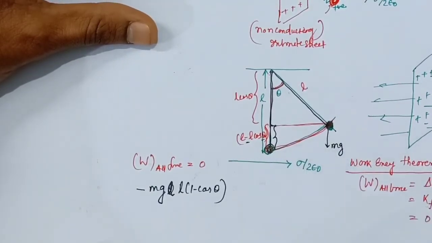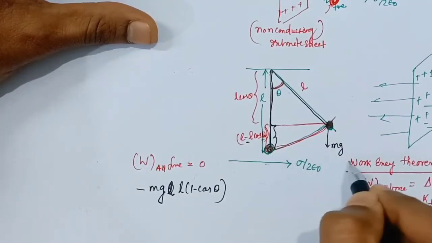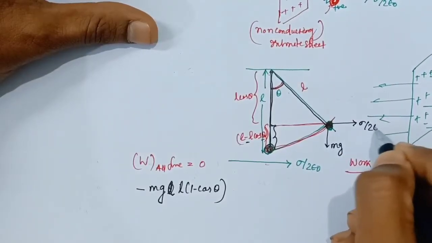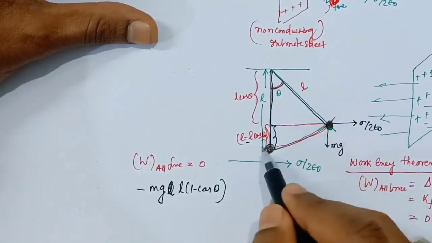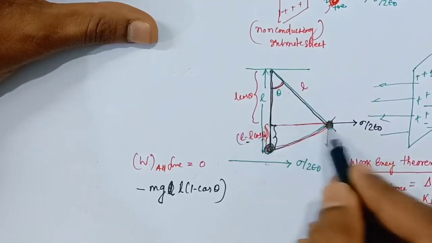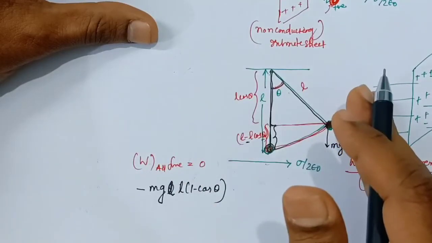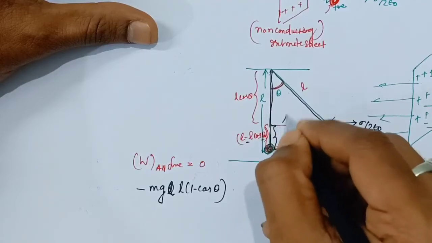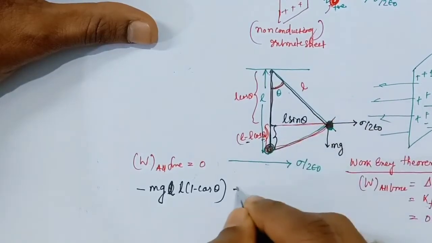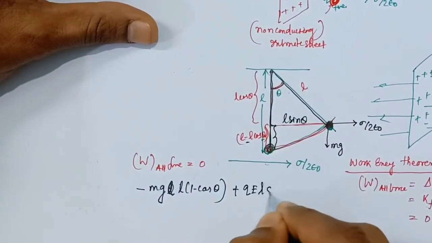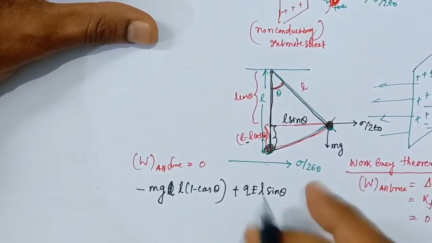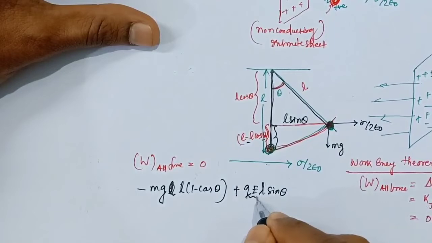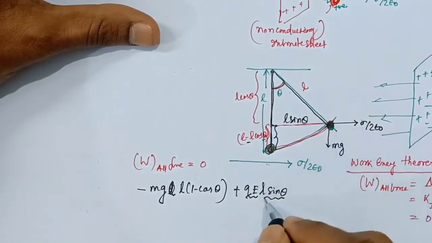And work done due to electrostatic force: this is your electrostatic force, sigma by 2 epsilon naught. And how much distance does it cover? It goes this much distance. Can you say this is nothing but L sin theta? So can I say work done due to electrostatic force is QE L sin theta? Yes, this is electrostatic force into displacement.